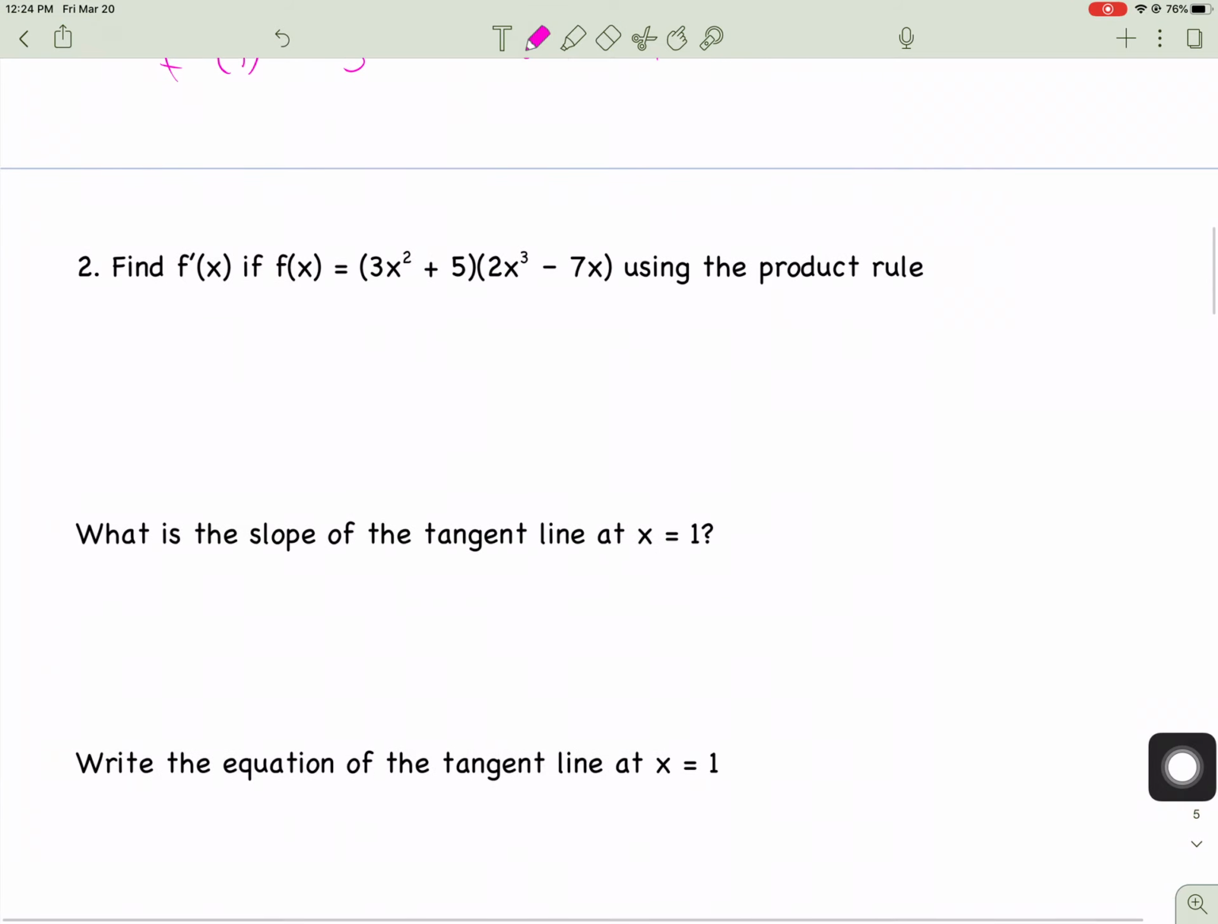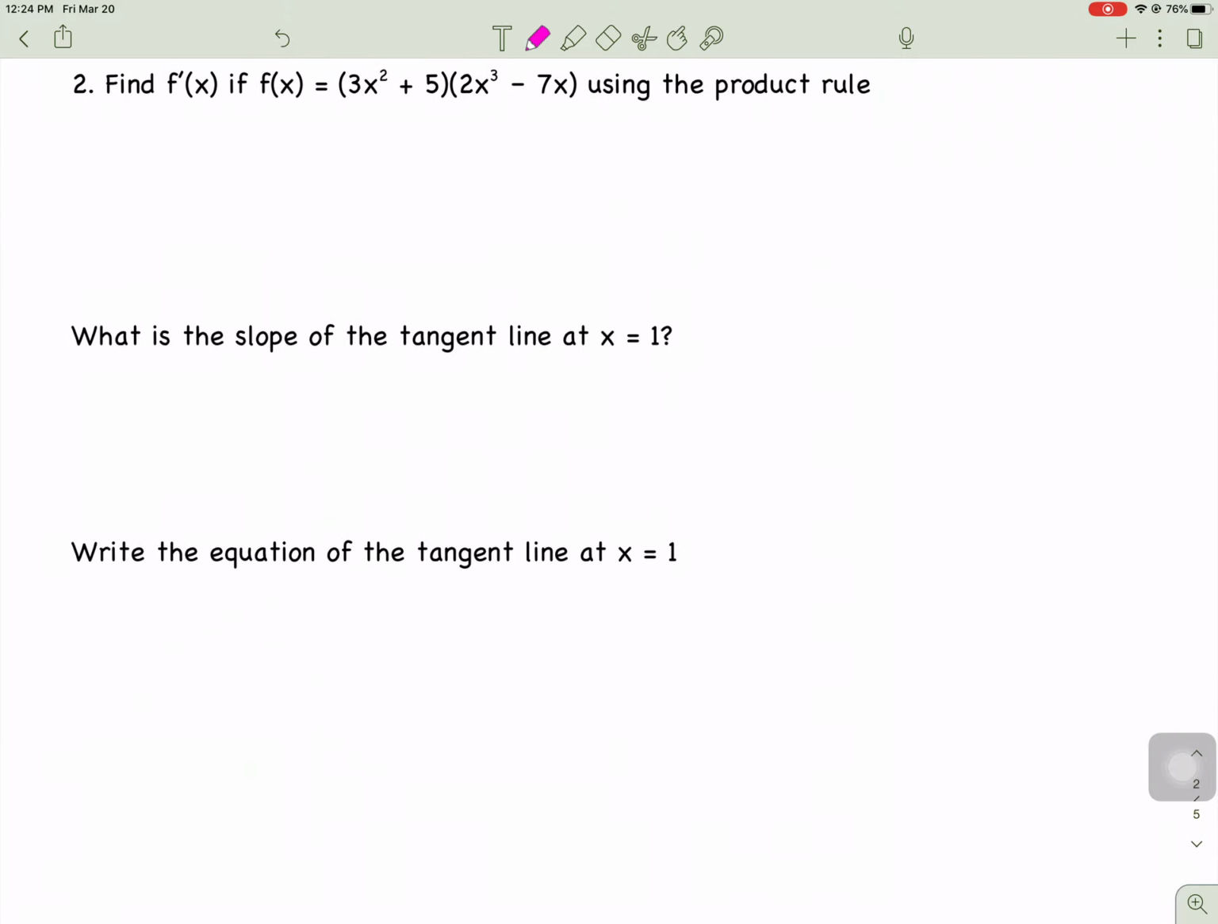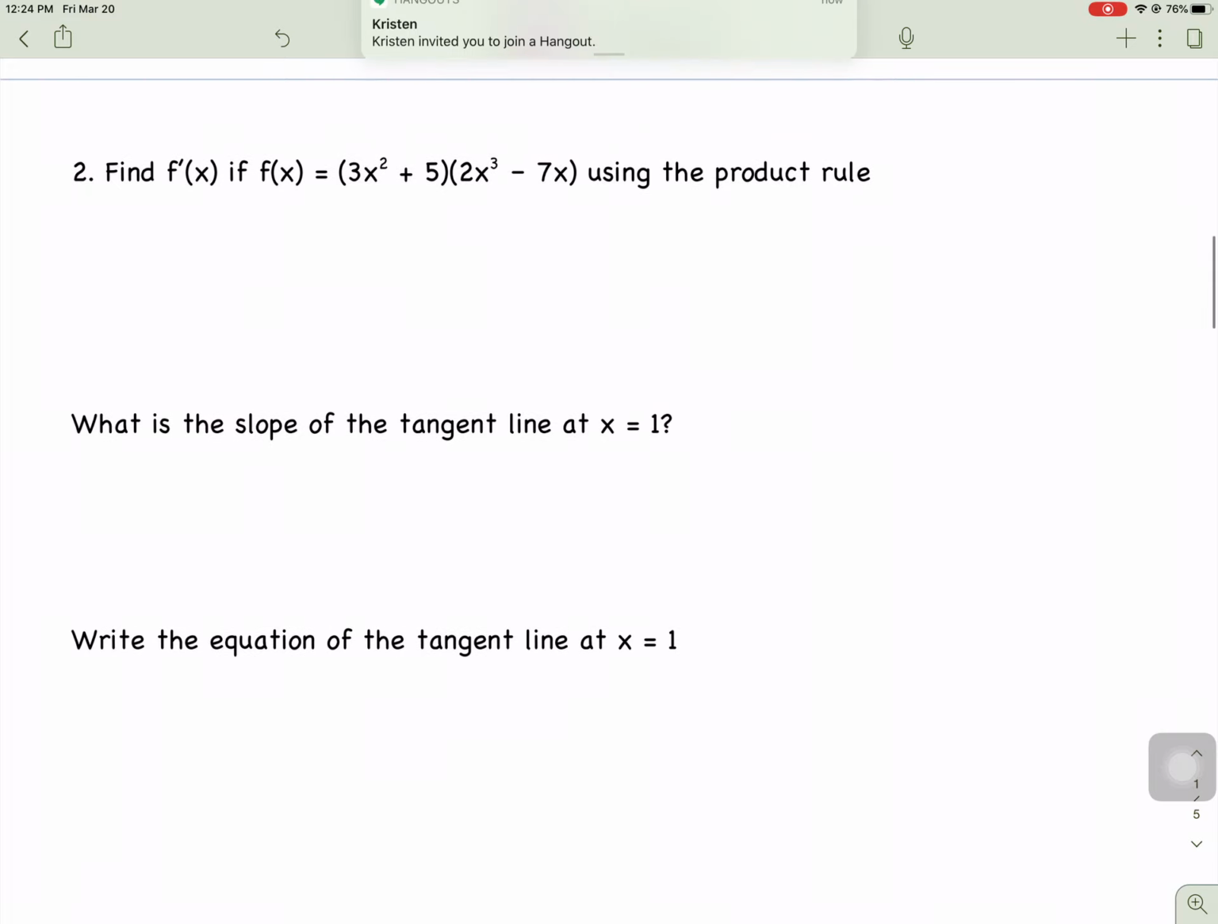Okay, let's do one more with the product rule, and then I'll let you guys go ahead and just practice them. Okay? So, what do we got? Find f prime of x if f of x equals 3x squared plus 5 times 2x cubed minus 7x. You can see how multiplying this out can get nasty, so we're just going to call this g of x.